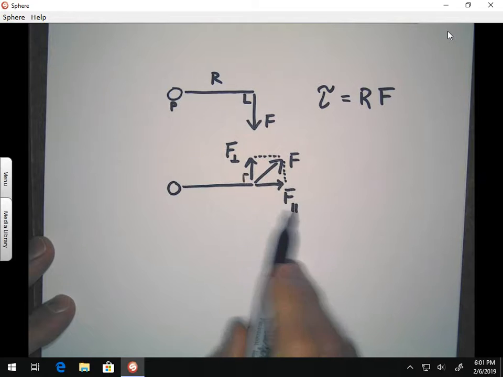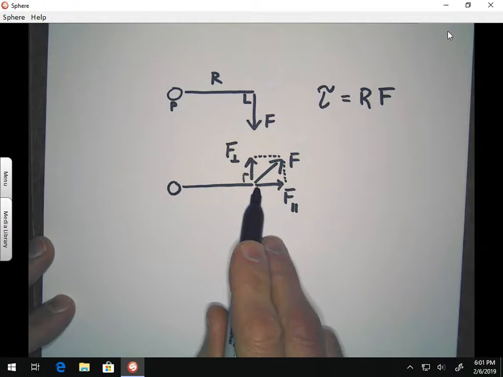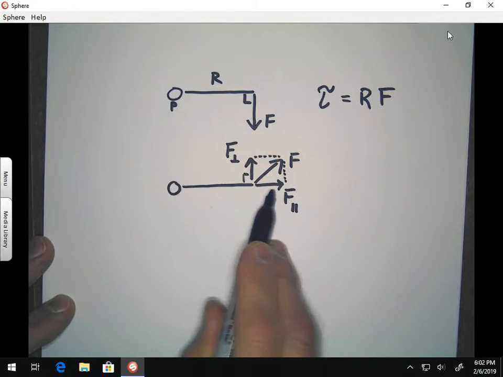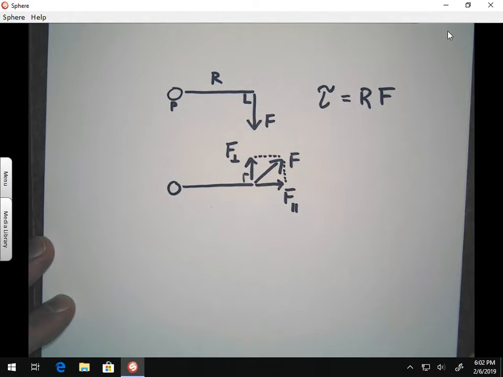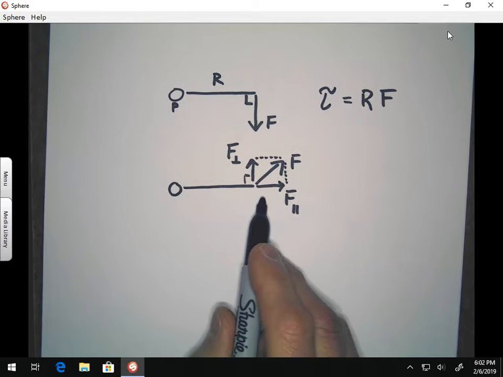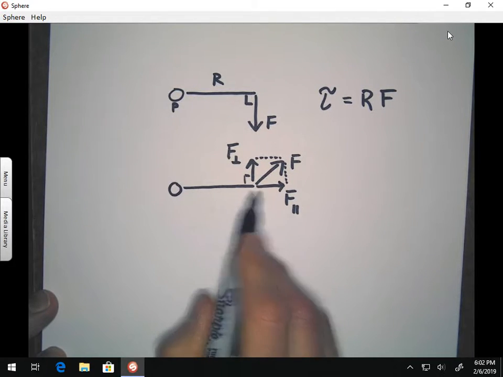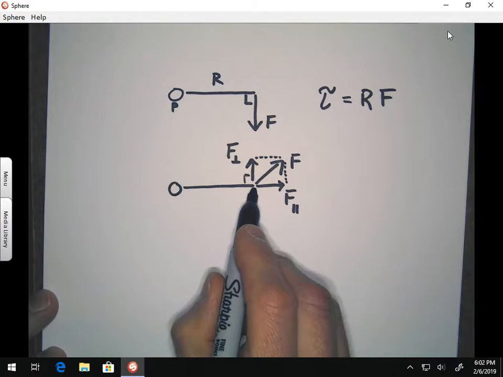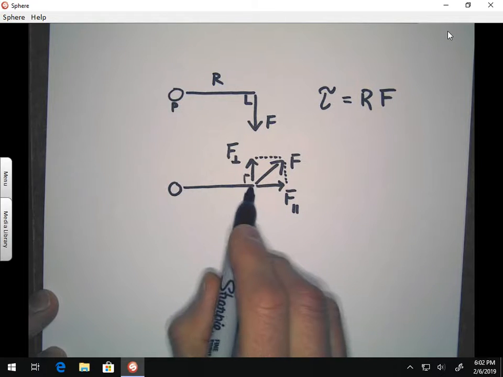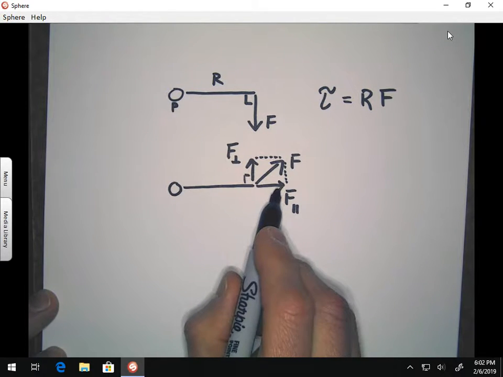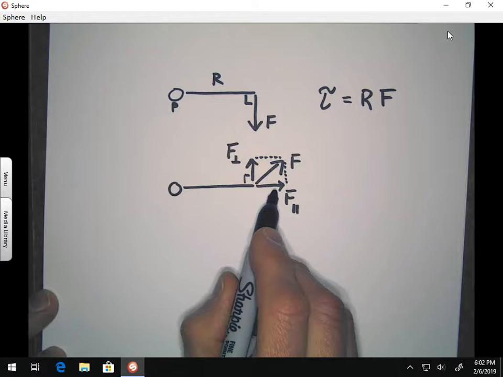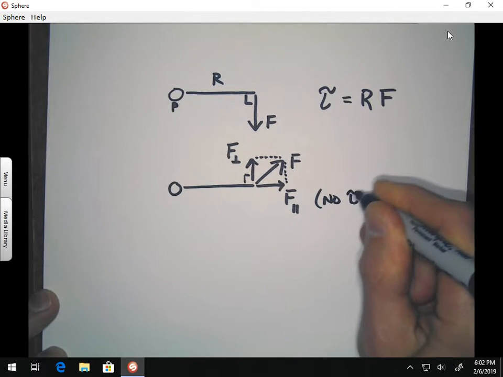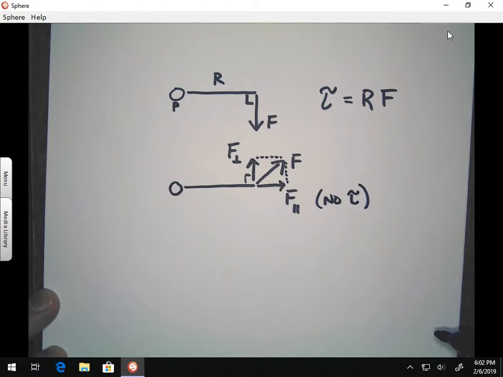So let's look at the parallel component first. If you have a force which pulls directly out on the lever arm, that force is not going to create a torque. A good analogy is a door. If this is the door, here's the hinge, and you grab the doorknob and pull straight out on the door, the door is not going to have any tendency to rotate. In other words, no torque from that component.